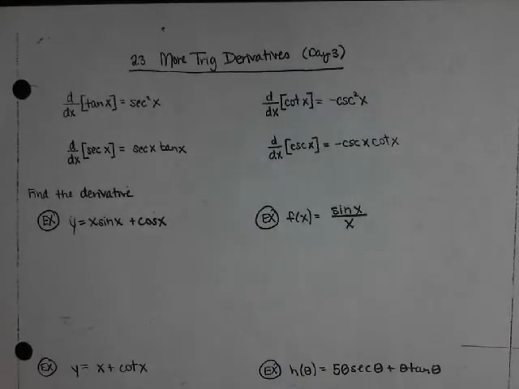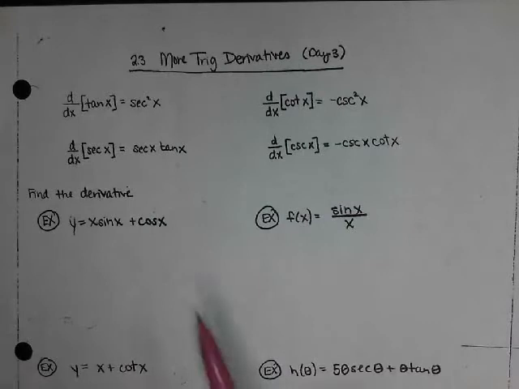Alright, so just more trig derivatives. So far all we know is that the derivative of sine is cosine and that the derivative of cosine is negative sine. Now we're going to have 4 more to add to our plate.